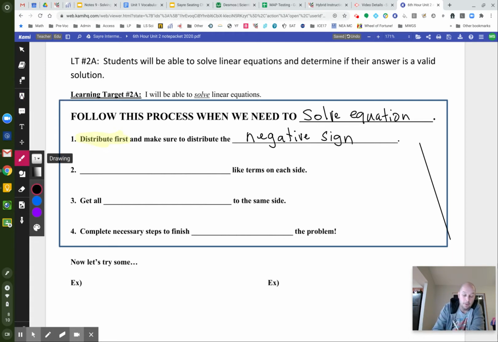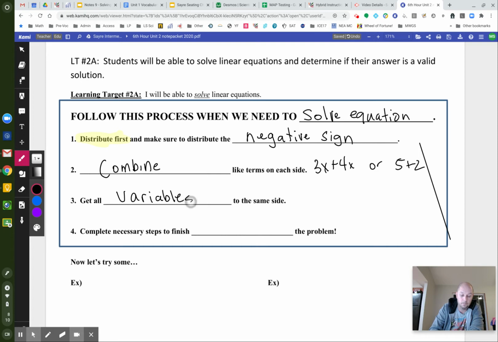Step two is to combine like terms on both sides. So that would be 3x plus 4x, or 5 plus 2, or any combination of that. So those like terms. Okay. Third step is to make sure you get all your variables on the same side. And then what you're going to do is complete the necessary steps to finish the problem.